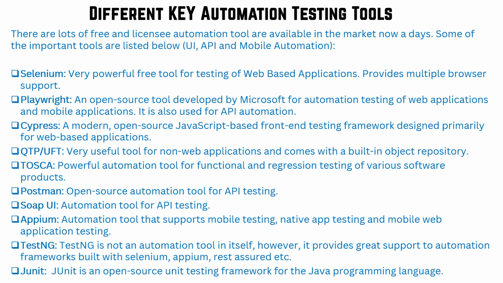What are the key important automation testing tools available in the market? So we are learning about Selenium. Still, as a free tool, especially for web-based applications, Selenium is still dominating the market. Then Playwright came as a competitor. Primarily for web-based applications, Playwright also supports mobile applications and API, but Selenium mostly supports web-based applications.